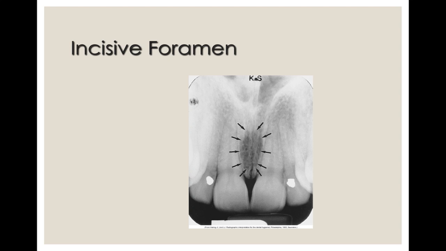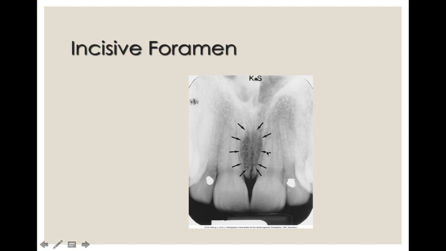So first is your incisive foramen. The incisive foramen is an opening or hole that is located at the midline of the anterior portion of the hard palate, directly posterior to the maxillary central incisors. So you can see here, these arrows are outlining this ovular shaped radiolucent area. On the radiograph, it will appear as a small ovoid or round radiolucent area located between the roots of the maxillary incisors. So right there.